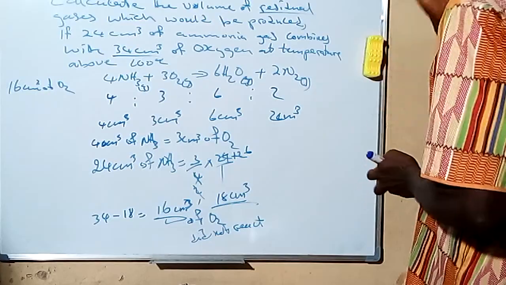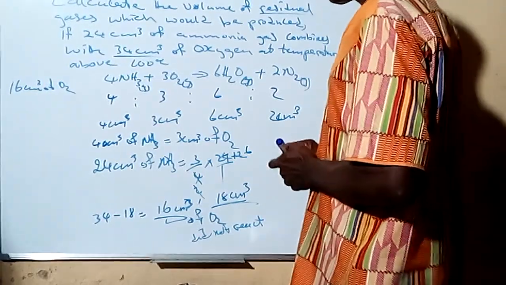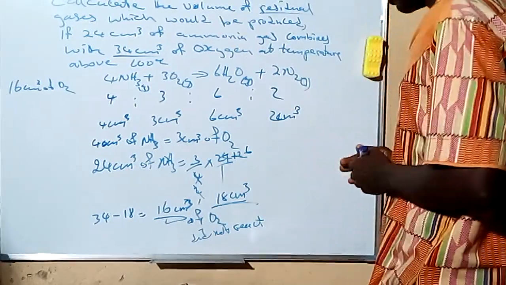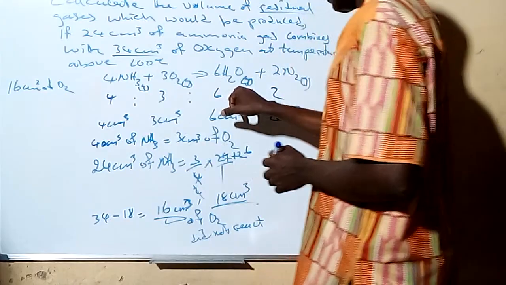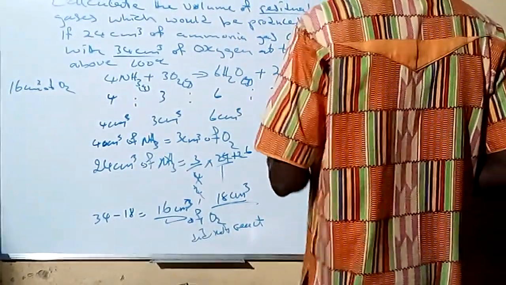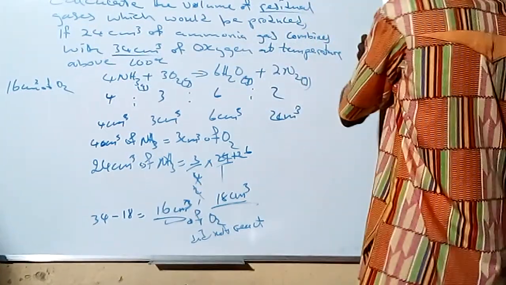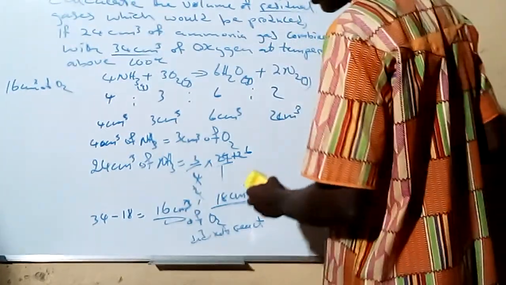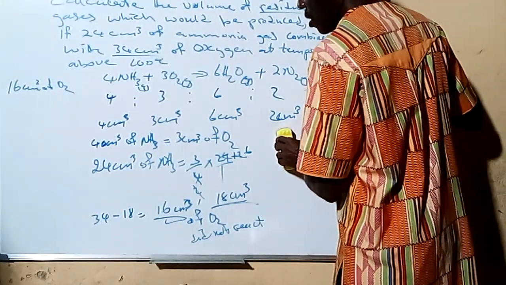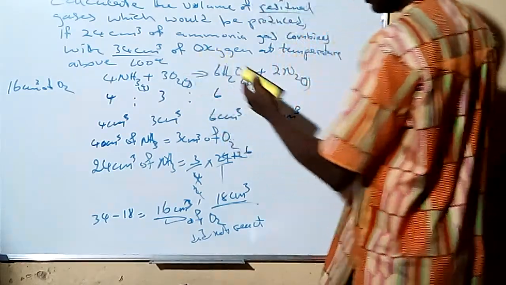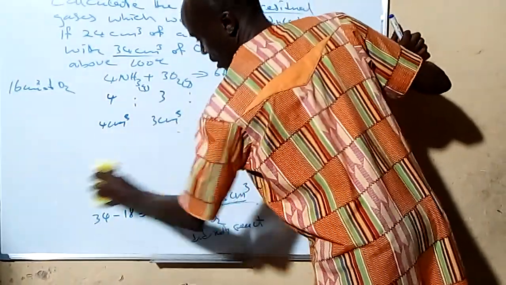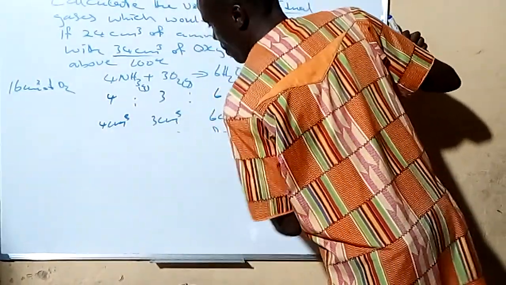Now we go ahead to calculate the volume of residual gas. The next one we're going to find out is what happened between ammonia and the steam. From the equation, we notice that this one is a gas, and judging from the temperature, it remains a gas to the end of the reaction, because water remains a gas at temperatures of 100 degrees Celsius or above.